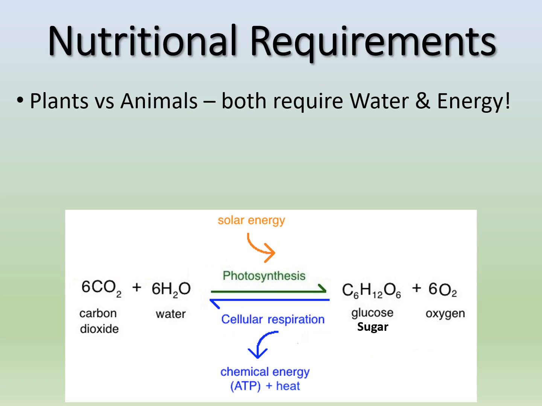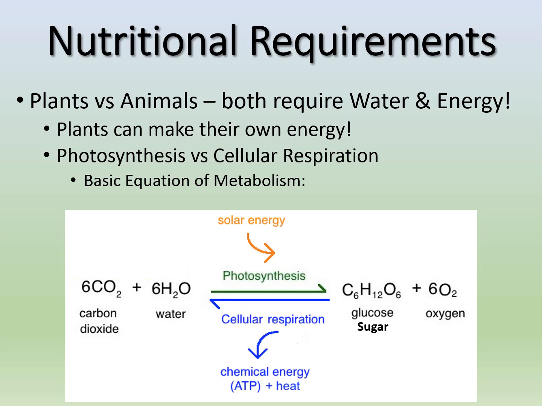So what are these nutritional requirements that we all need? Whether we're talking about animals or plants, we both require water and energy to survive. Now, plants are pretty lucky because they can make their own energy, which is pretty amazing if you think about it. They can undergo photosynthesis and actually use solar energy to produce their own sugar. And we can't do that. I wish we could, but we can't.